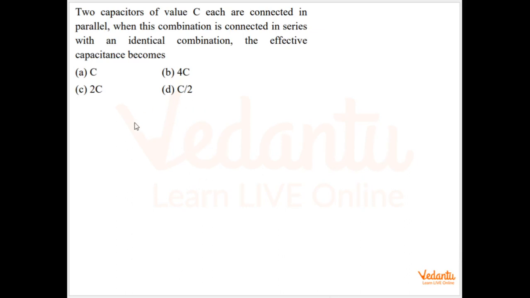So बच्चा लोग, in this first question there are two capacitors C and C which are connected in parallel, and the combination is connected in series with another identical combination. So it is connected with two parallel capacitors like this in series. You have to calculate the overall, equivalent capacitance.